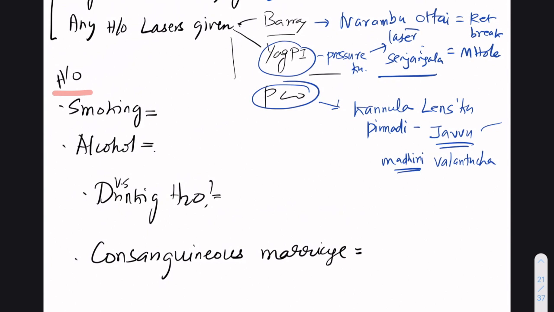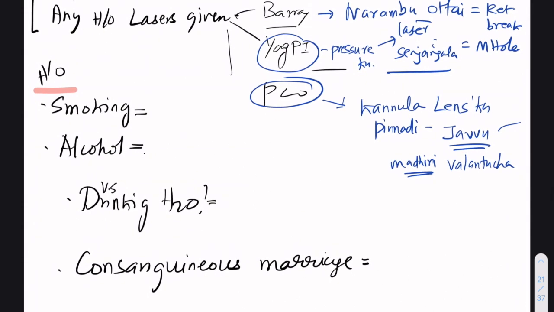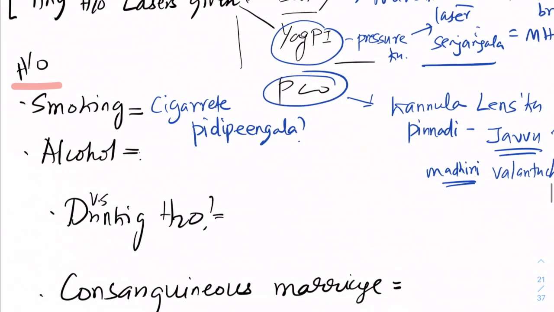Okay, history of smoking. Smoking is called as cigarette. We smoke with cigarette, but smoke பண்ணுவீங்களா will be a straightforward question to ask. Smoke பண்ணுவீங்களா இல்ல cigarette பிடிப்பீங்களா? Do you smoke cigarettes? So cigarette பிடிப்பீங்களா? Alcohol, a very interesting one.